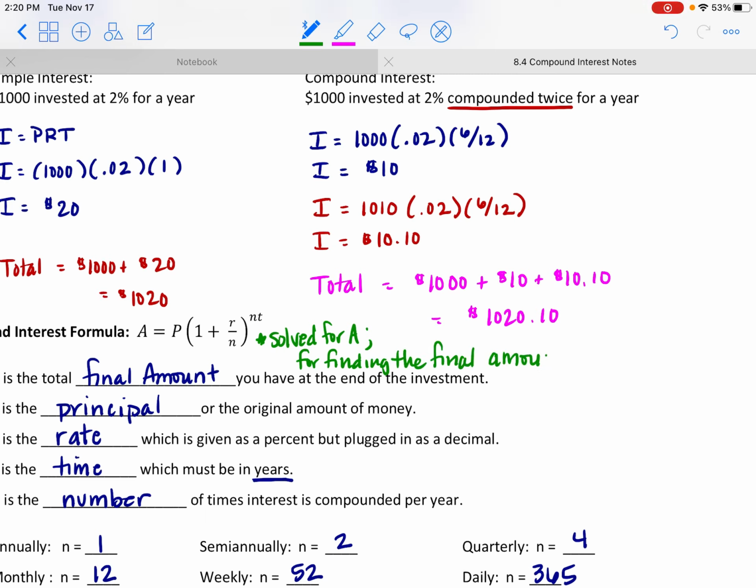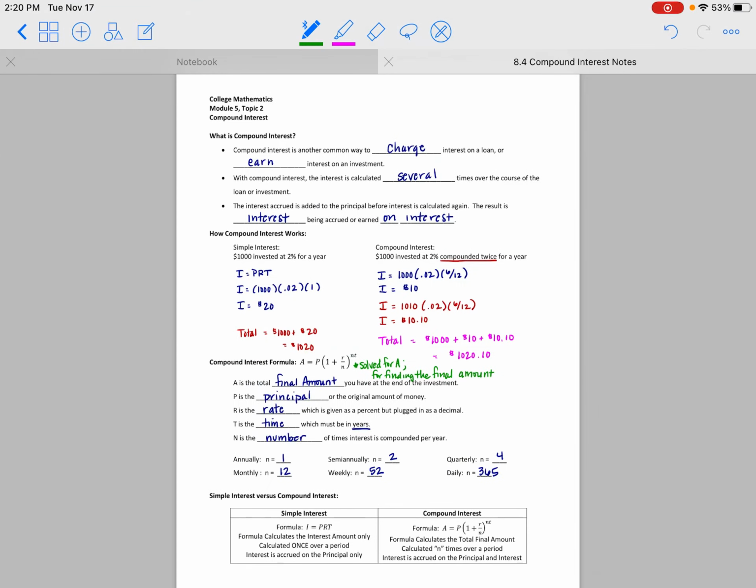So remember, the purpose of literal equations is to be able to manipulate formulas to put them in terms of what we need for our problem. If we were doing a bunch of problems where we had to find P instead of finding A, we would want the formula to be rearranged. Okay?